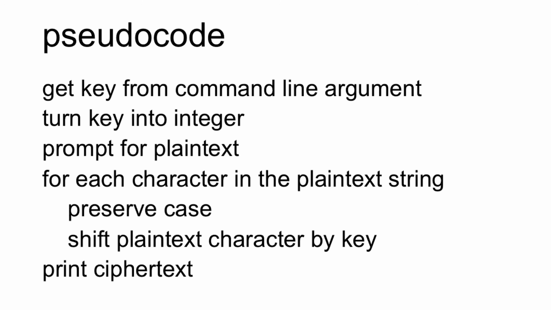Now that we've talked about all these different elements, let's put them back together. Return to either my pseudocode or your pseudocode and make sure that you know how to do every single thing. Getting the key using argc and argv, turning the key into an integer, atoi, prompting for plaintext, getString, and then iterating over every character in the plaintext string, preserving the case of each character and shifting that character by the key, ensuring that you're wrapping around the alphabet. Finally, printing that ciphertext.